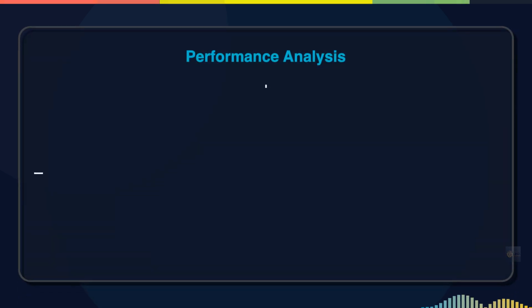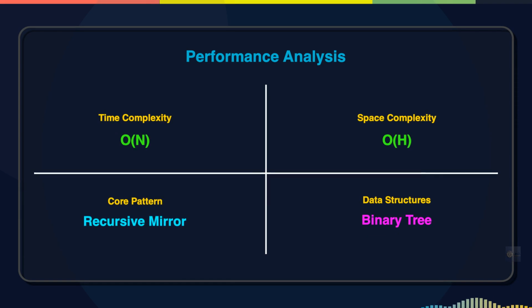Looking at the complexity, the time complexity is O of n, where n is the number of nodes, because we visit every node exactly once. The space complexity is O of h, where h is the height of the tree, representing the maximum depth of the recursion stack. Congratulations on decoding the symmetric tree logic.